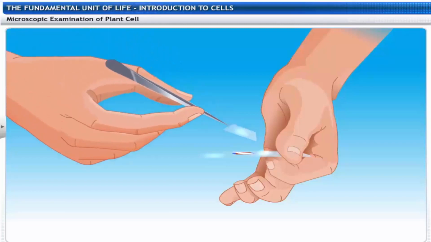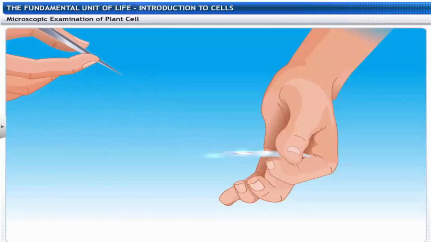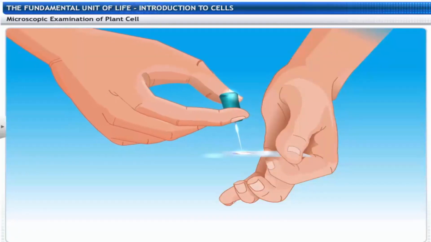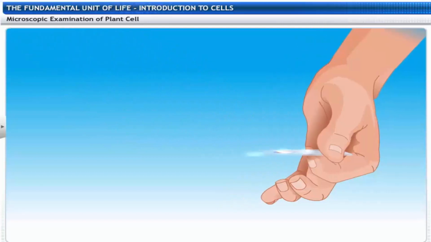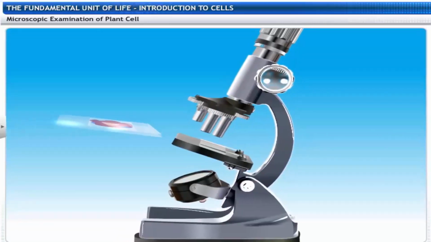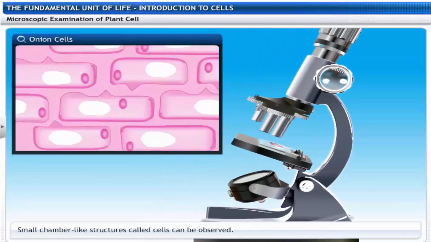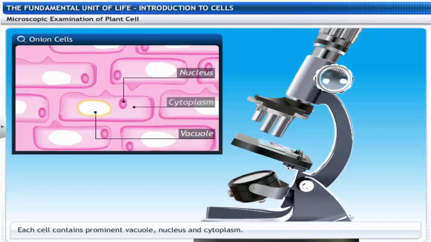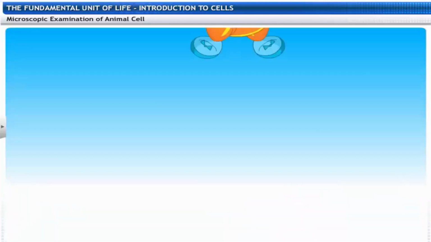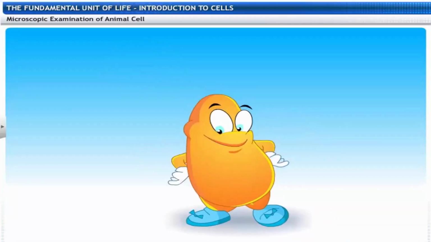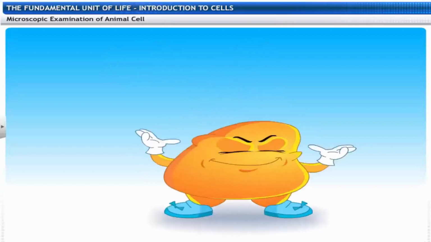Place a cover slip on it. Tap gently with a needle on the cover slip to remove air bubbles. Place the slide on the stage of the microscope. Small chamber-like structures called cells can be observed. Each cell contains a prominent vacuole, nucleus, and cytoplasm. That onion cell looked like me, didn't it? But who do we have here?